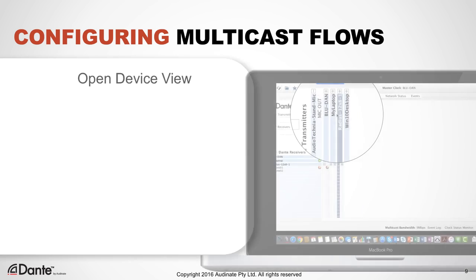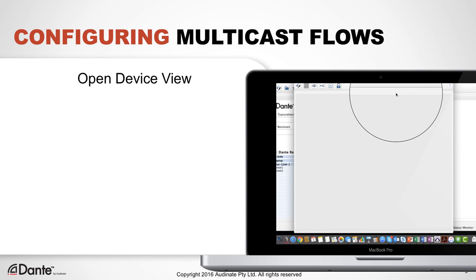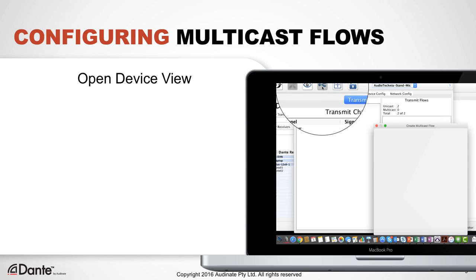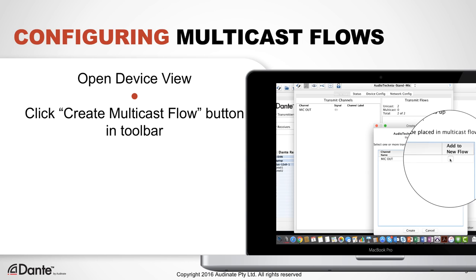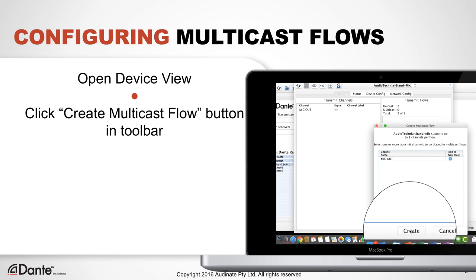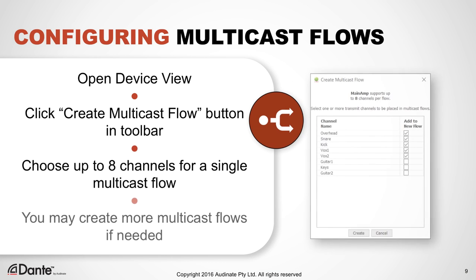For this, open the device view for the transmitter. Then, click the Create Multicast Flow button in the toolbar to open the Create Multicast dialog. Select up to 8 channels from the transmitter to include in the flow. You can create multiple flows if transmitting more than 8 channels. Then, click Create. That's it. You may delete a multicast flow too. It simply reverts to unicast and no subscriptions are changed.